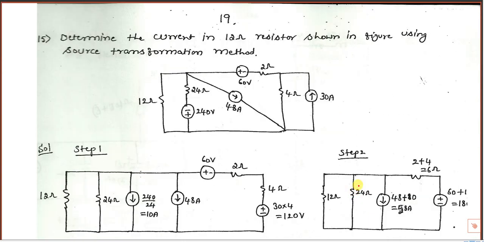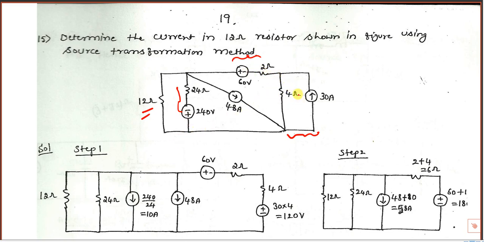This is next: determine the current through the 12 ohm resistor using the source transformation technique. Current through the 12 ohm you have to find using source transformation technique. So this is a practical current source. This is a practical voltage source. This is an ideal current source because there is no resistance in parallel across it. This is a practical voltage source. We need to find the current through this using source transformation technique.